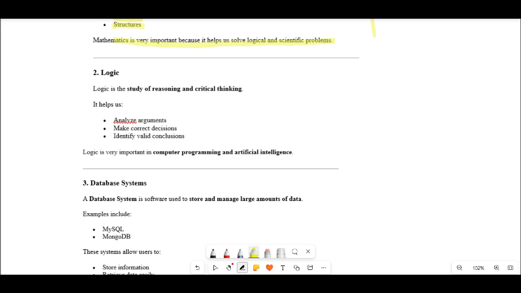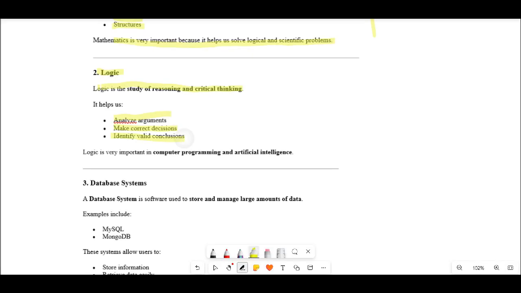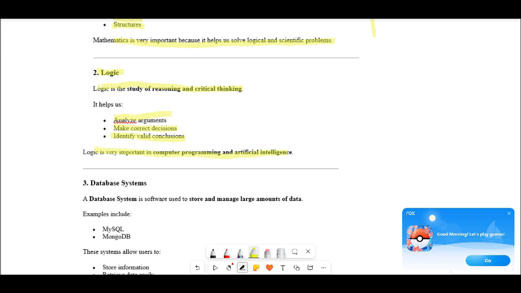Now let's see what logic is. Logic is the study of reasoning and critical thinking. It helps us to analyze arguments, make correct decisions, and identify valid conclusions. So logic is very important in computer programming and artificial intelligence.